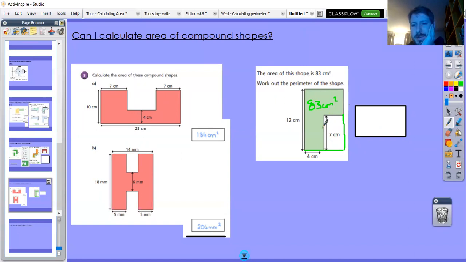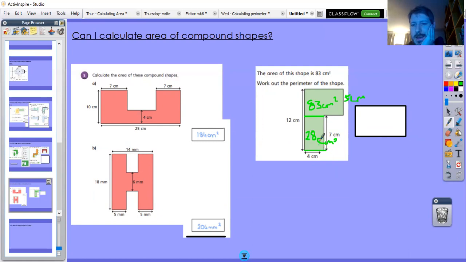So I know that from here to here is 7. So the rest of this from here to here will be the rest that makes up 12. So that's going to be 5 centimeters. So what we can then do is, instead of cutting the shape this way, we could cut the shape this way, because then we can find the area of this part here. So that's going to be important in a second, because if we can find the area of this part, we know that 7 times 4 is 28. So if I get rid of this, we're not going to do it that way. We're going to find the area of this part here, which is 28 centimeters squared.